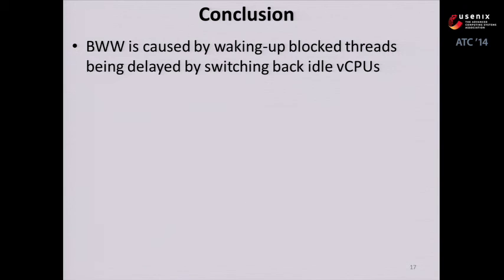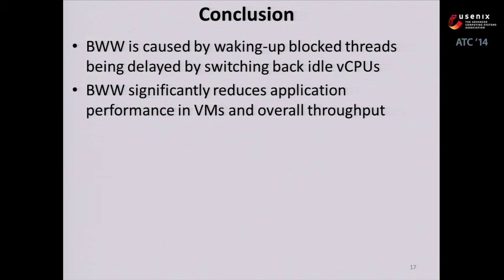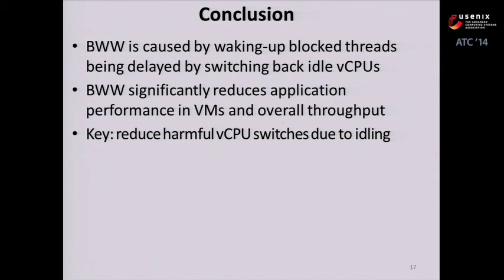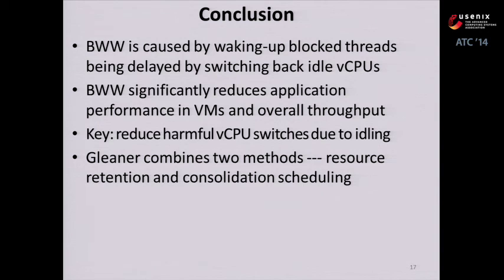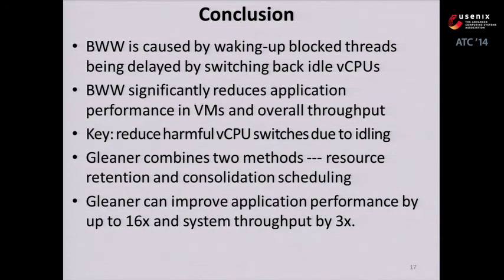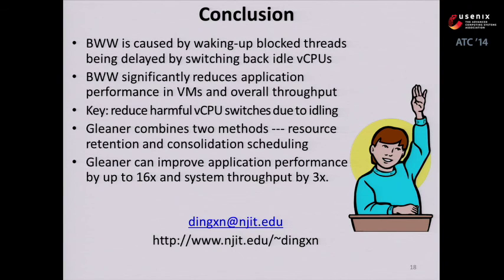To conclude my talk, due to the differences between virtual CPUs and hardware CPUs, synchronization becomes more challenging on virtual machines. Focusing on blocking synchronization, we study the BWW problem, which is caused by waking up blocked threads being delayed by switching back idle CPUs. It can significantly reduce the application performance and the overall system throughput in virtual machines. To mitigate this problem, the key is to reduce harmful virtual CPU switches. In our solution, we combine 2 methods, resource retention and consolidation scheduling. Our tests show that our solution can improve application performance significantly by up to 16x and system throughput by up to 3x. Thank you. I'm happy to take questions.